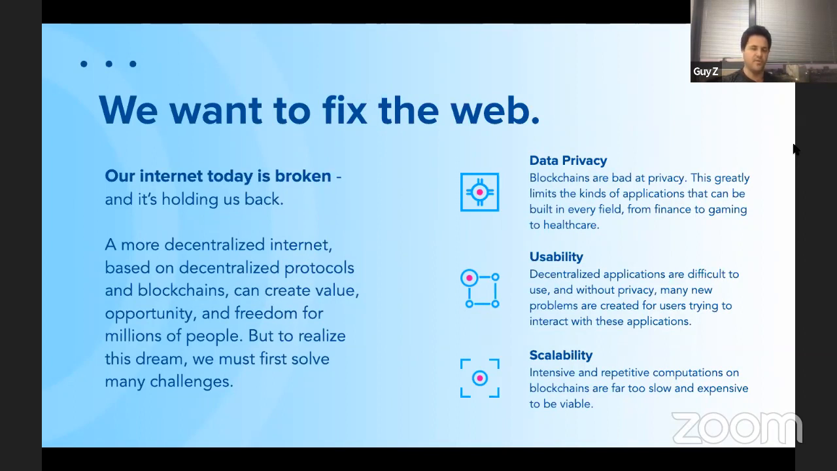So what we want to do is build a more decentralized internet that brings back people control over their data. And we fully recognize that blockchains are a step in that direction, but we also realize that it's an insufficient step on its own. Blockchains have significant usability issues, and the biggest usability issues relate to privacy and scalability. And that's exactly what we're trying to solve. James, next slide, please.